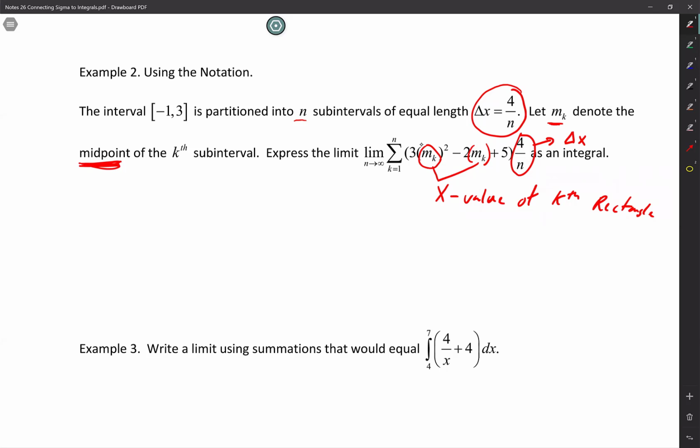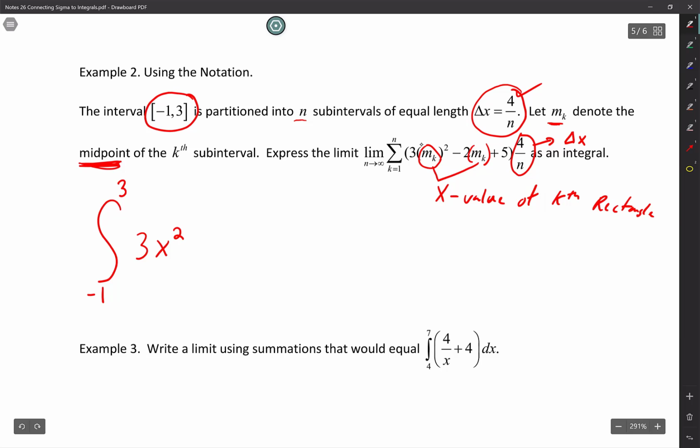This I can turn into an integral really quick because they're being nice. Integral, here's my interval. Lower limit, -1. Upper limit, 3. Notice that the difference between 3 and -1 is 4. So check mark, it works. And this is my equation. So this is going to be 3x squared, because that's just some x value, m of k, the x value of the kth rectangle, minus 2x plus 5. And that 4 over n is just your delta x, dx. Technically I should be doing that so you can determine what's width, what's height. Do you guys feel okay?